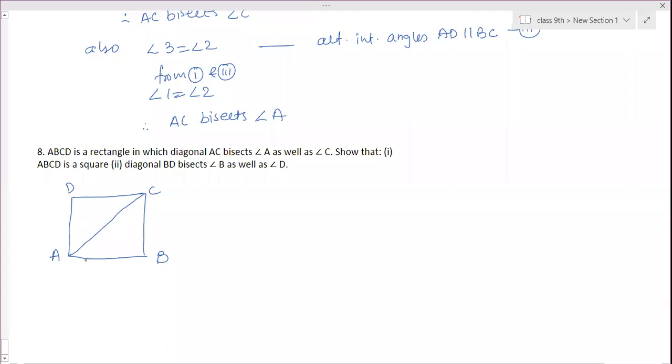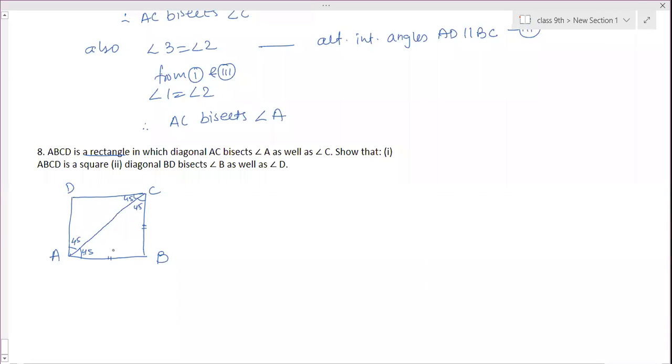Angle A is 90 degrees, since it is a rectangle. So the two parts are equal, 45 and 45. Angle C is also 45, 45. So A and C are equal, so these two parts are equal. So therefore angle BAC and angle BCA are equal.